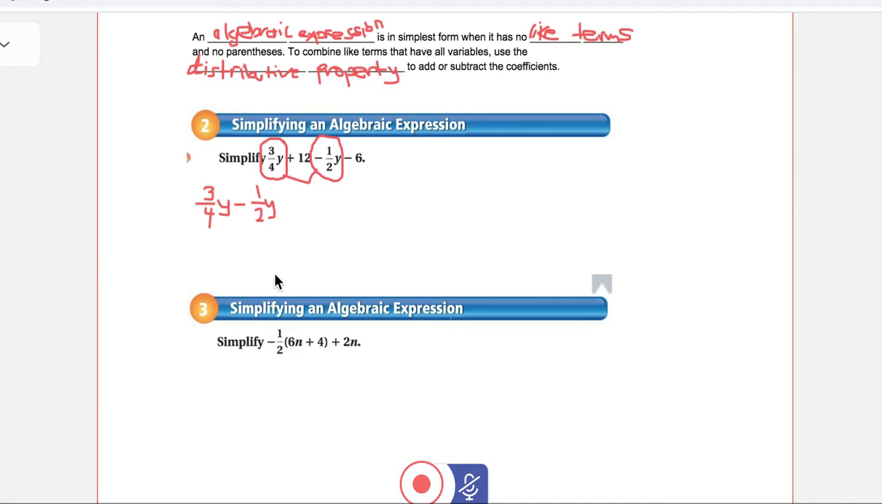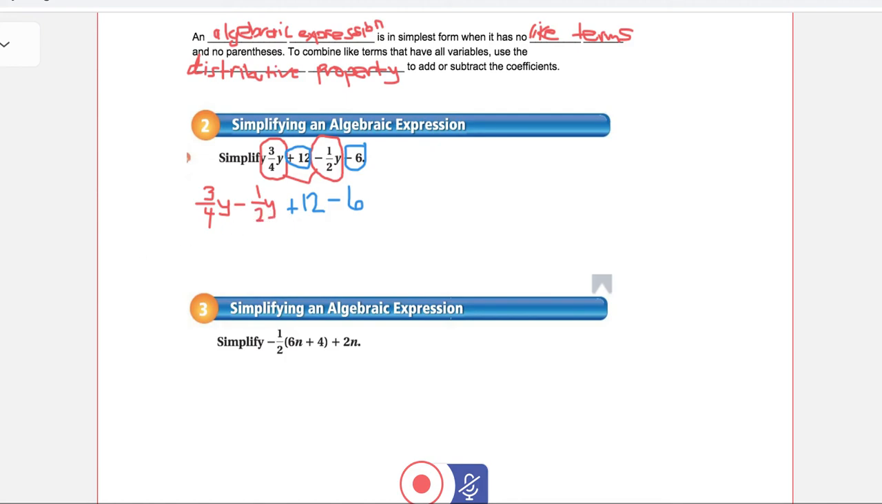Now, what other variables do I have? Well, I have two constants. I have a positive 12, so that's a plus 12. Remember, these are all part of the same algebraic expression. And then I have a minus 6. So let's go ahead and solve. And again, we have to solve separately. I can't do 3/4 y plus 12 because I can't simplify that. That would just be 12 plus 3/4 y. There's really nothing more I can do. I can only add and subtract like terms.